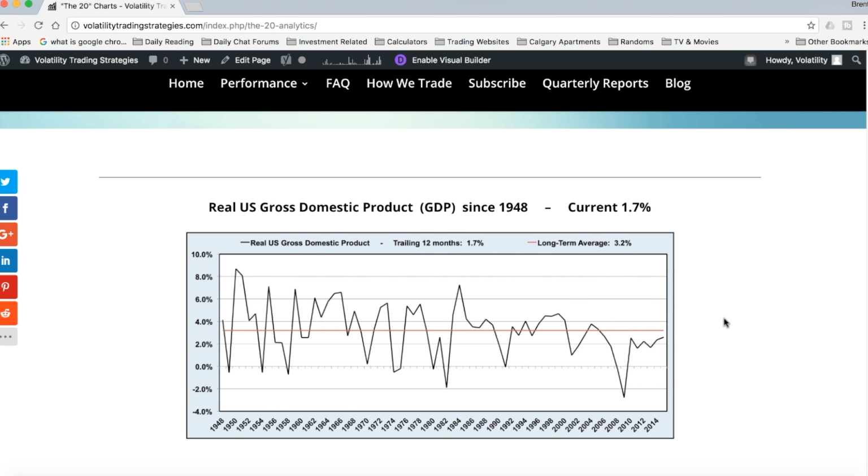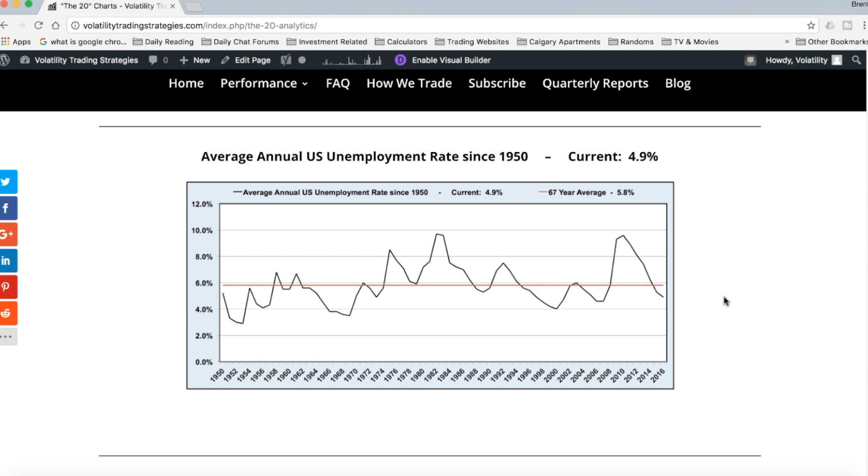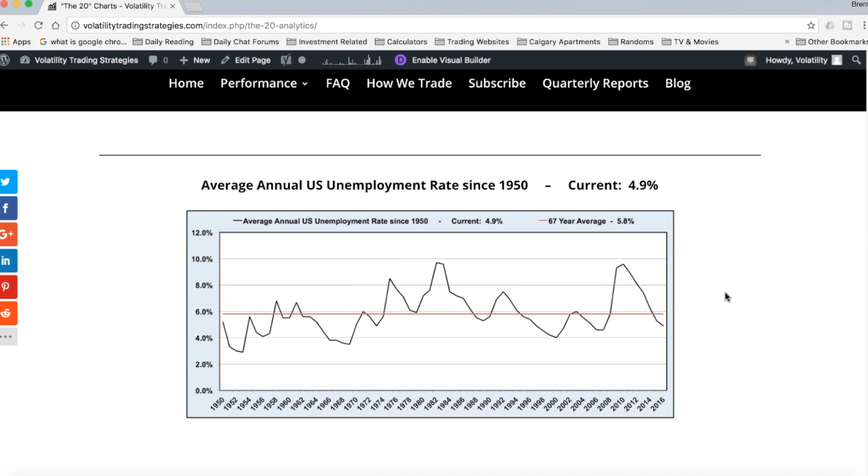But moving on, let's go to the unemployment rate. Again, a number that looks pretty good, actually. Here's the long-term average at 5.8, and we are currently at 4.9. So pretty significantly below the long-term average.